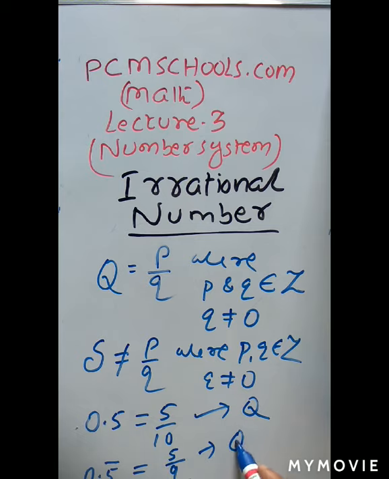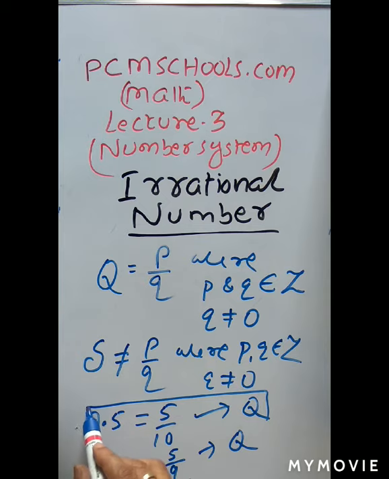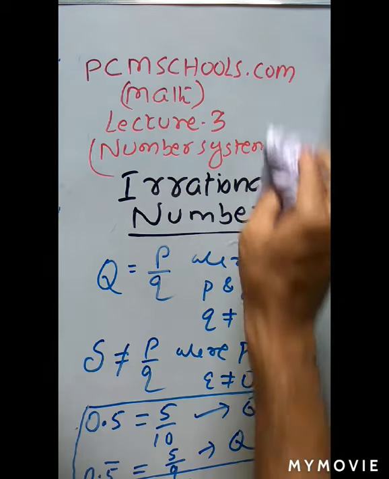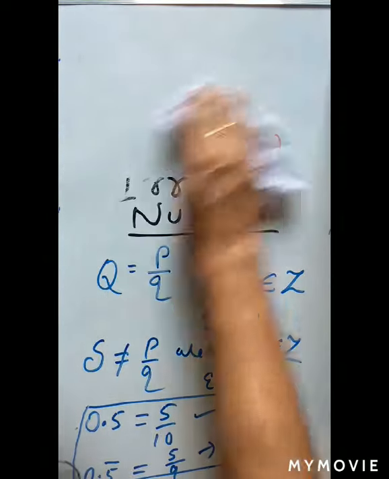These things we have already discussed in the rational class. So 0.5, a finite, terminating decimal, is called a rational number, which can be expressed in the form of P by Q, and a non-terminating and recurring decimal number can also be represented in the form of P by Q, which is called a rational number. But what will happen if a number is non-terminating and non-recurring? In that case the number is called an irrational number.